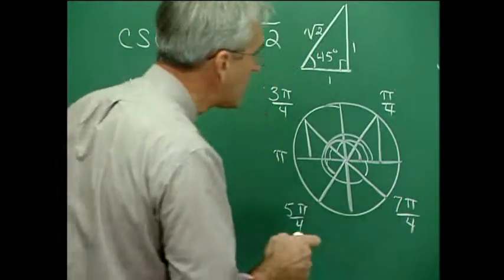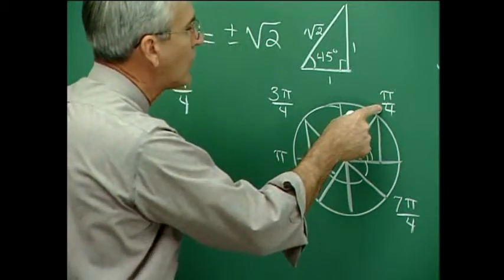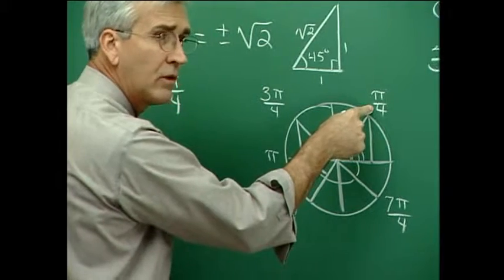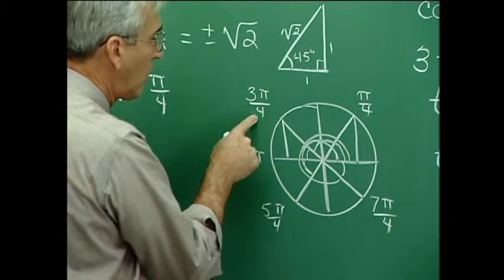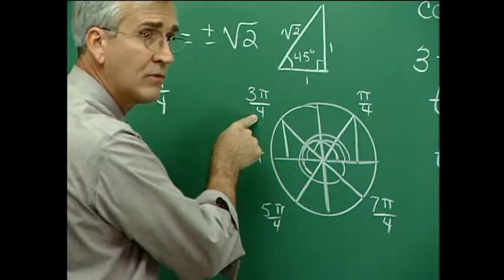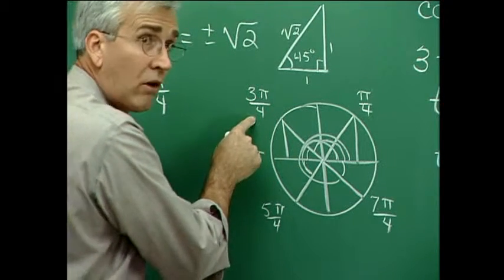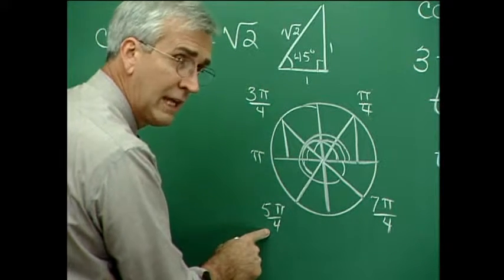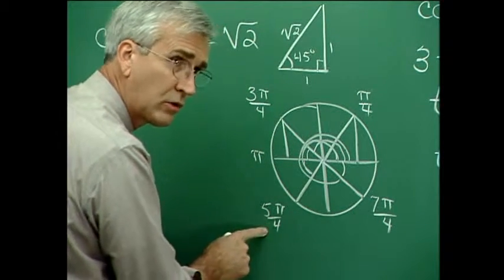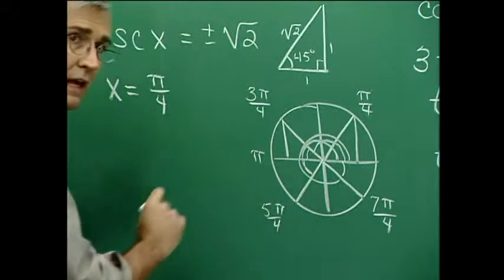Now, are we going to take the time to say pi over 4 plus n times 2 pi for this one, and then 3 pi over 4 plus n times 2 pi for this one to get all of the coterminal angles associated with this one, and then 5 pi over 4 plus n times 2 pi for all the coterminal angles for this one, and then again for that one.